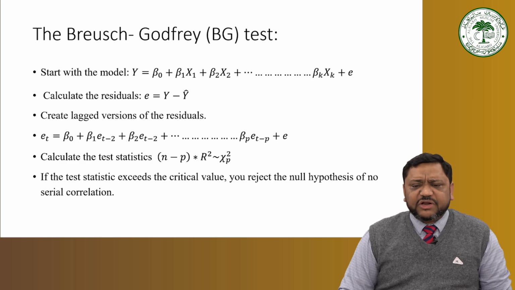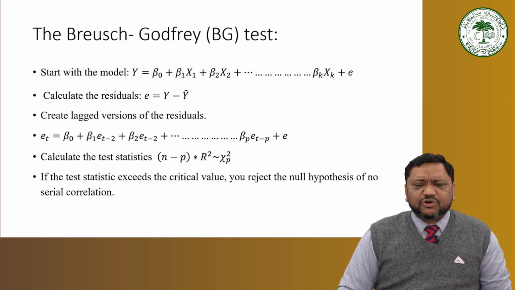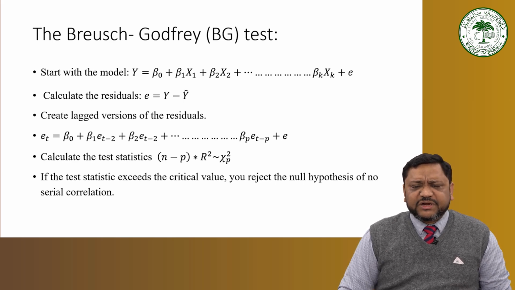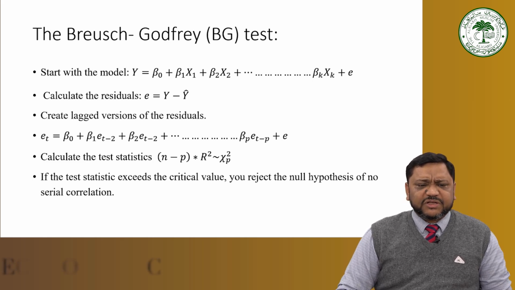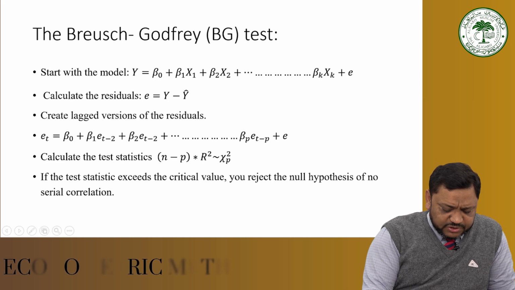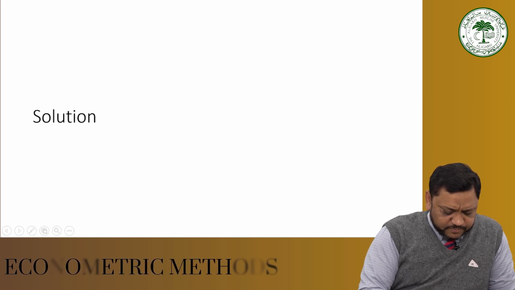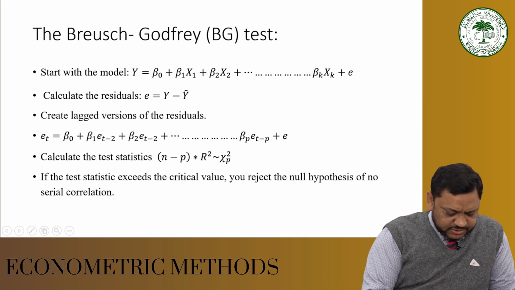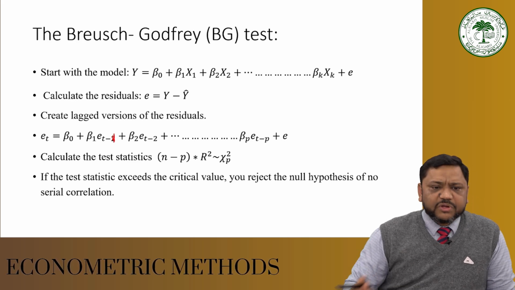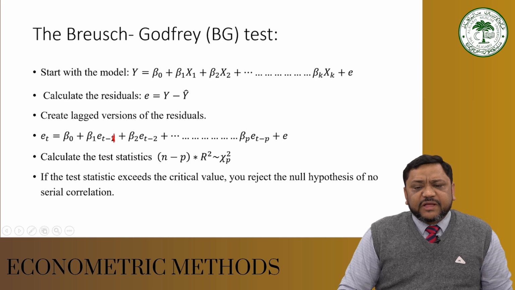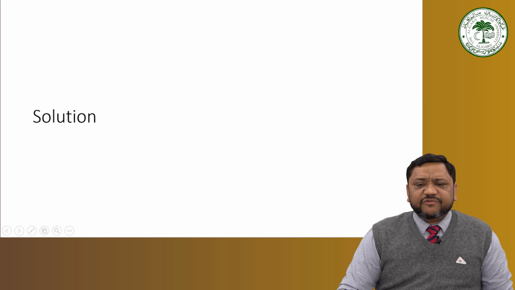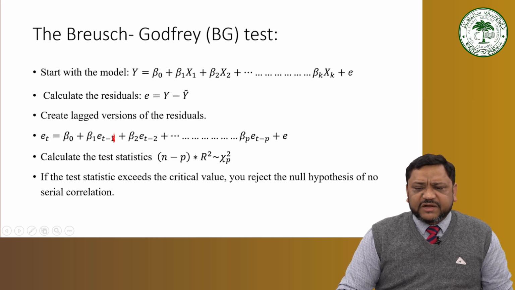Then we fit the auxiliary regression, that is, we regress the residuals on their lagged values and any other exogenous variables. So you estimate this equation: Et is equal to beta naught plus beta 1 Et minus 1 plus beta 2 Et minus 2. Once this regression is estimated, we calculate the test statistic.